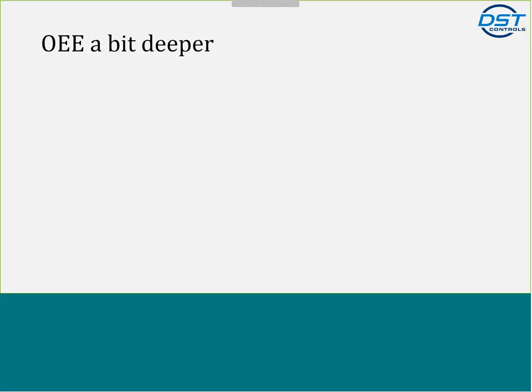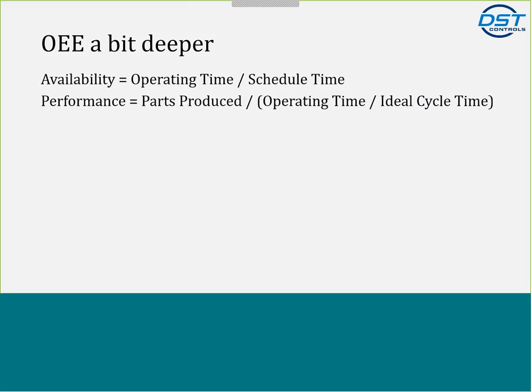All right, so let's talk about how those five components actually factor into the calculations of availability, performance, and quality. So availability is just simply your operating time divided by your scheduled time. So if you're scheduled to run 8 hours, you only run 6 hours, then it's going to be 6 divided by 8. That's going to be your availability, that percentage. Or if it's 4 hours, then it's 4 divided by 8, 50%.